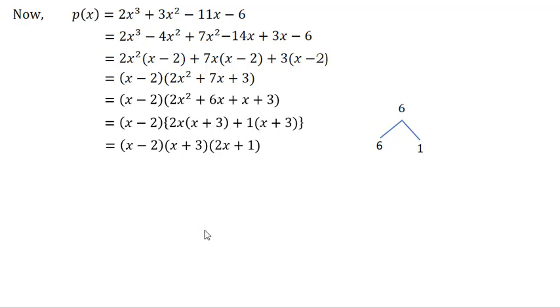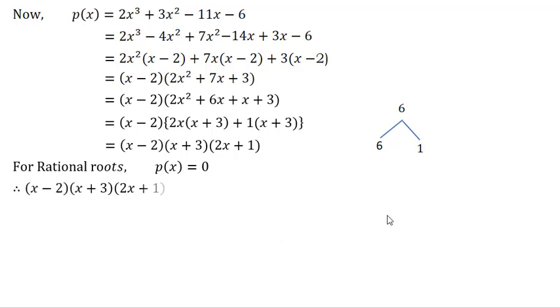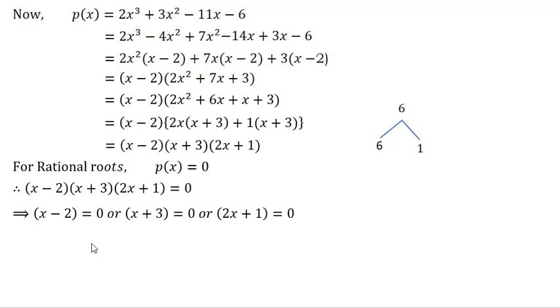Now if it is asked to find the zeros, or the rational roots, I have p(x) equal to 0. So I will say that x minus 2, x plus 3 into 2x plus 1 is 0. Now product of these 3 factors is 0. That means either one or all of these factors are 0. So I will say that x minus 2 is 0, or x plus 3 is 0, or 2x plus 1 is 0. Now x minus 2 is 0 gives me x equals 2. x plus 3 equal to 0 gives me x equals minus 3. And 2x plus 1 equal to 0 gives me x equals minus half. These are the various roots of this polynomial p(x).